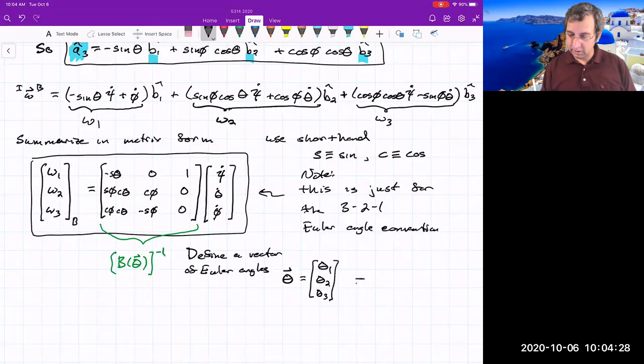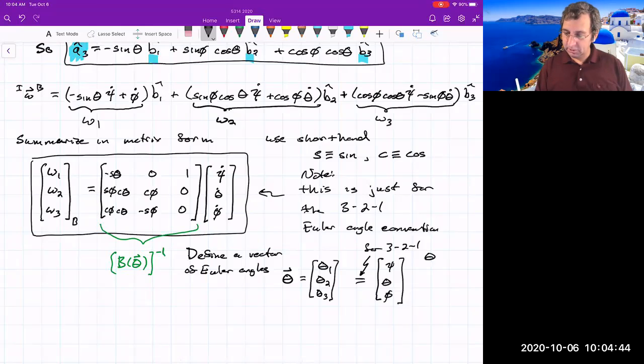I'll just write over here. So for the 3, 2, 1, we've been using as theta 1, theta 2, theta 3, we've been using yaw, psi, theta for pitch, and then phi for roll. Okay, so the first rotation is about psi, the second rotation is about the pitch, and the third rotation is the roll. Okay.